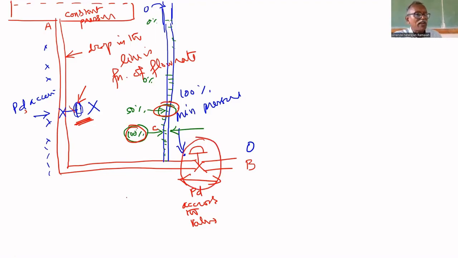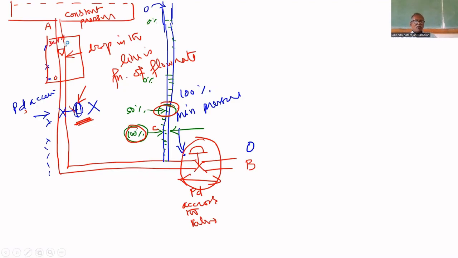For that, what is the flow rate? How to measure flow rate? For that, one rotameter is fixed here. You know what a rotameter is? The rotameter indicates the flow rate from 0 to 30 liters per hour.